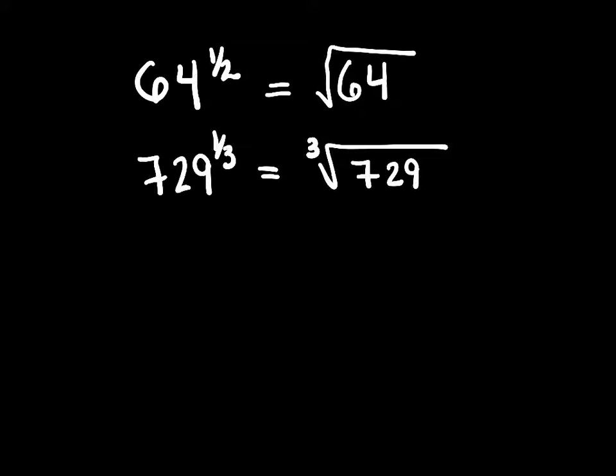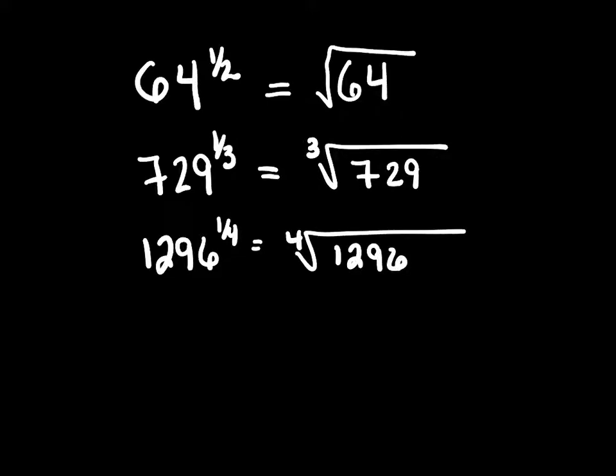Or if you had, for example, 1,296 raised to the 1/4 power, it's the same thing as the fourth root. To solve these, you simply type these into your calculator. The square root function is fairly easy on an 84 Plus. On mine, it is located above the x squared button. So 64, and then you type in the second button and the x squared button, and that should get you the square root function, which is equal to 8.